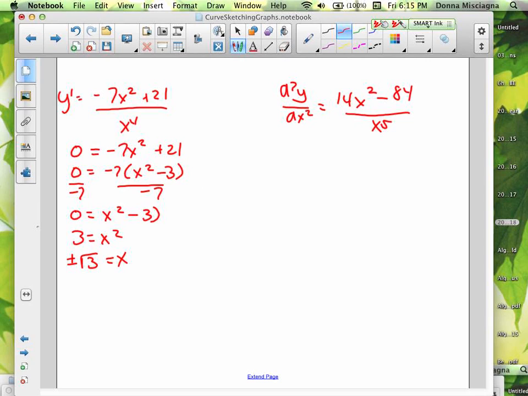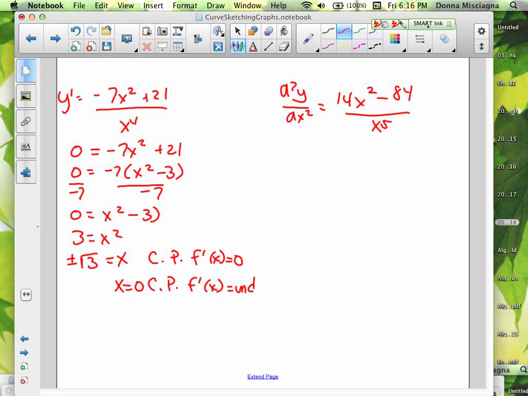So this is one critical point, and that's because our first derivative equals 0. We have a second critical point at 0. So also x equals 0 is a critical point because our first derivative is undefined. Now let's solve the second one.